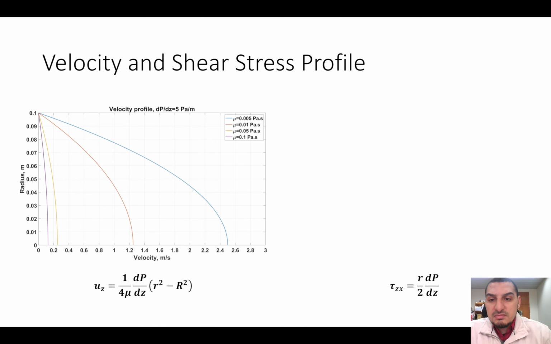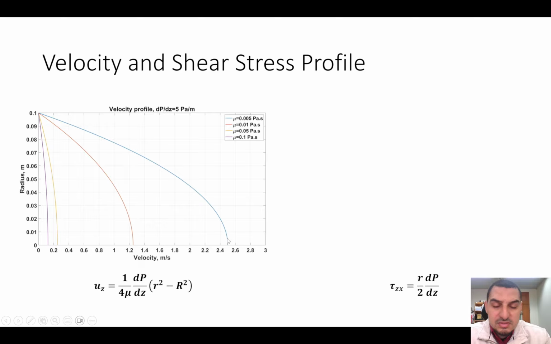I also did what I did in the previous examples. I plotted the profiles at different viscosities here. So this is the velocity versus the radius. So this is half the pipe, starting from the center line all the way to the maximum radius. I took the radius as 10 centimeters. And you see here, depending on the viscosity, this is the maximum viscosity and this is the minimum viscosity.